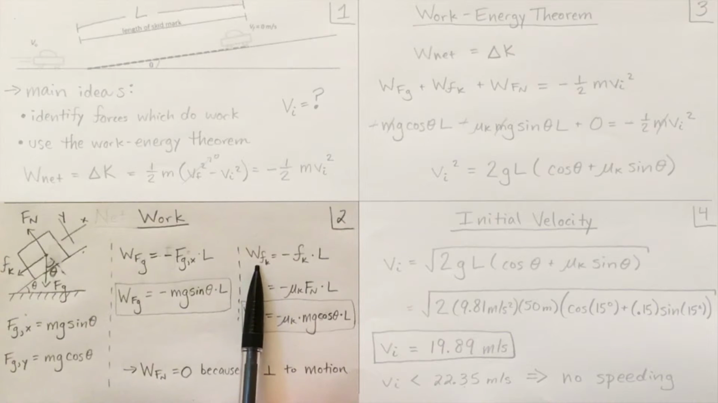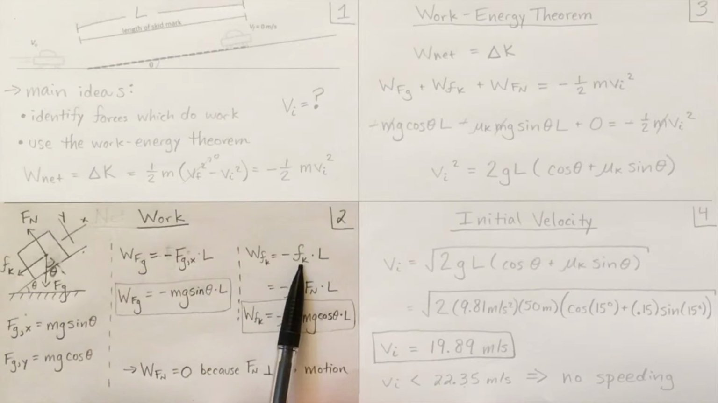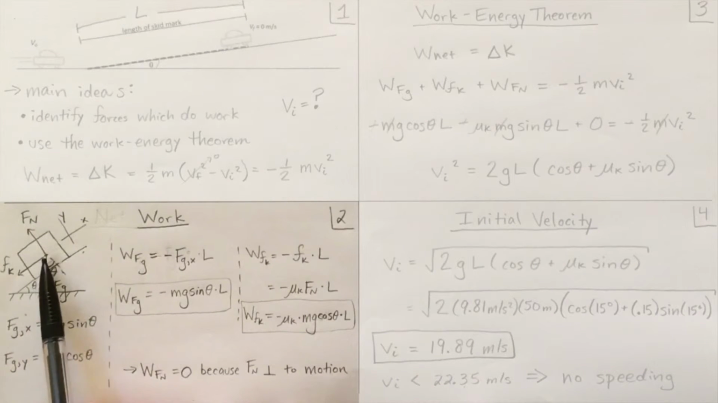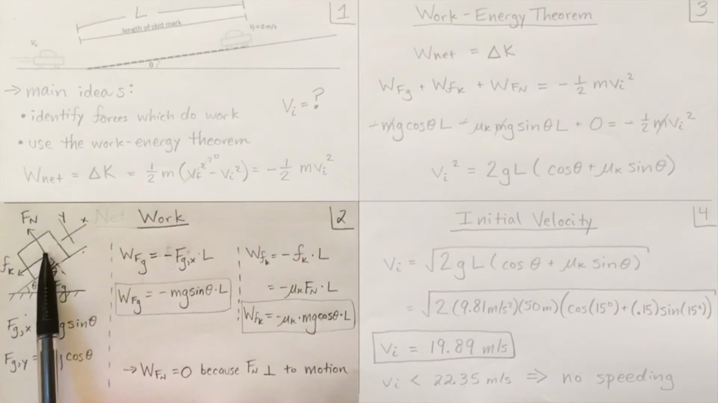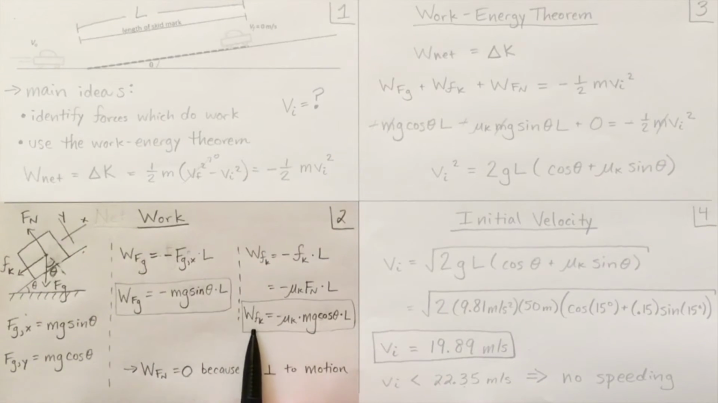The work done by kinetic friction is equal to negative times the friction force times the distance L. Again, this work is negative because friction is acting in the direction opposite to the direction the car is moving. Friction is equal to the coefficient of kinetic friction times the normal force. Using Newton's second law, we see that the normal force must be equal to the y component of gravity because the car is not moving in the y direction. Substituting in this expression, we see that the work done by kinetic friction is equal to negative mu k times mg cosine theta times L.